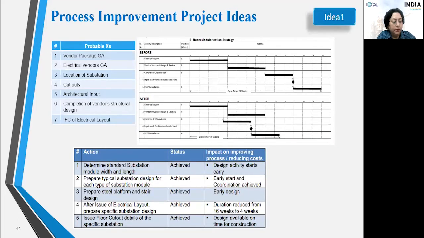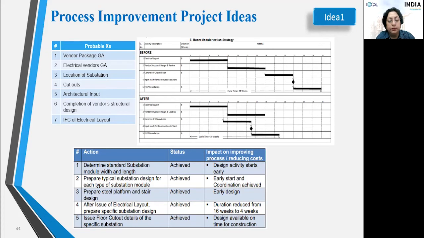These two metrics we came up with after analysis. Now we did the process mapping, then the fishbone and the 5 whys, then the XY matrix. All these tools were applied on this particular problem statement and process improvement project ideas, and then we came up with certain probable Xs. We found that the vendor package GA, electrical vendors GA, these are all inputs for this particular project: location of substations, cutouts, architectural inputs, completion of vendors' structural design, and IFC issued for construction of electrical layouts.